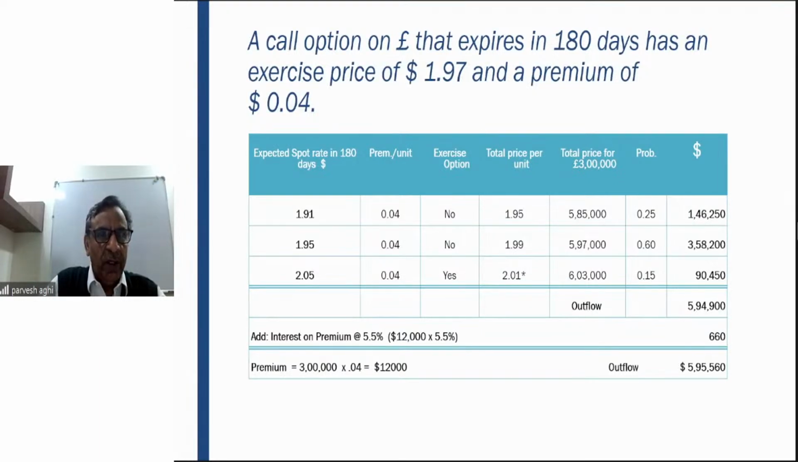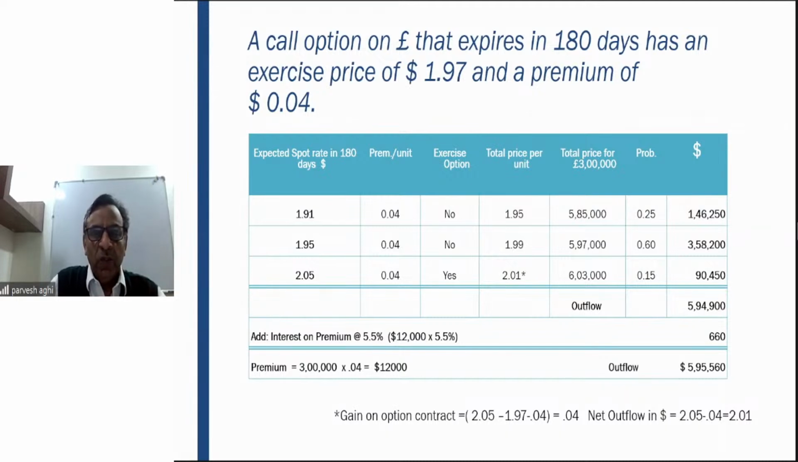So the interest will be 5.5%, which is given in the question. Okay. So we are going to apply that 5.5% on $12,000. How have we worked out $12,000? It is 3 lakh pounds into 0.04, the premium per pound. So we multiply it and we get the total amount in terms of dollars as 12,000. So that means the call option buyer has given $12,000 to the call writer. So that money has been paid upfront.